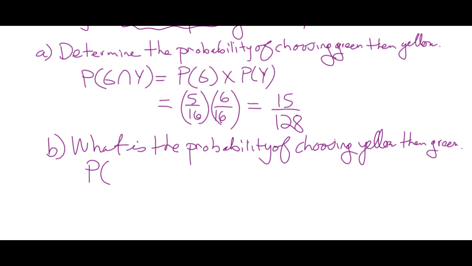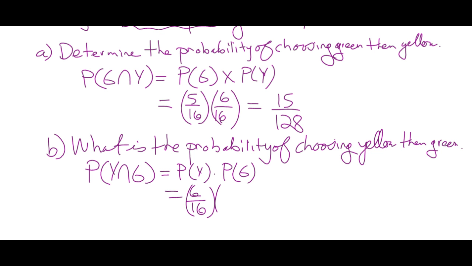Okay, so it's the same, but if we write it out, we're going to go probability of yellow and green is equal to the probability of yellow times the probability of green, which is 6 out of 16, times 5 out of 16, which is 15 out of 128.